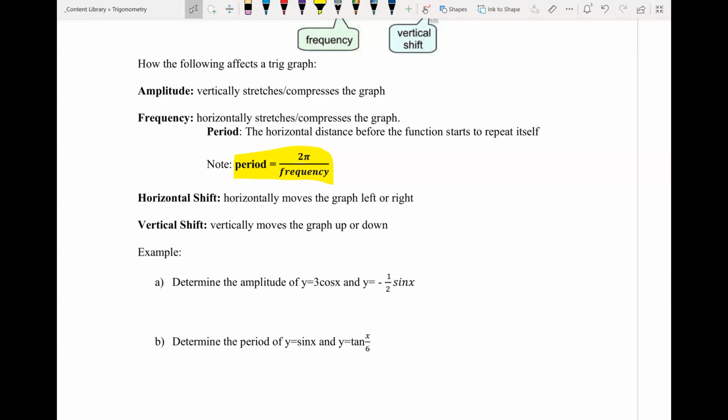First, we're going to determine the amplitude of y equals 3 cos x. Because there's the 3 in the front, that is where your amplitude is located. So that means we're going to stretch our graph by 3. So your amplitude is 3. Your amplitude for y equals negative a half sine x is then going to be negative a half. You're going to reflect over the x-axis, and then you're going to stretch by a half or compress by 2 vertically.